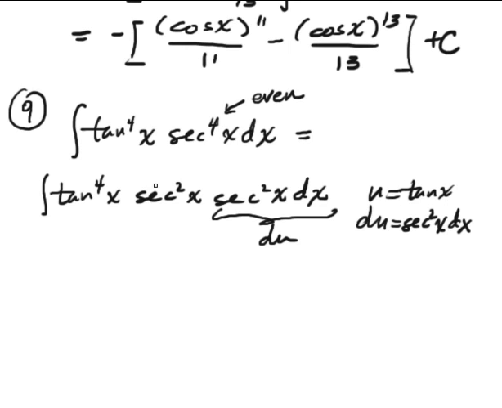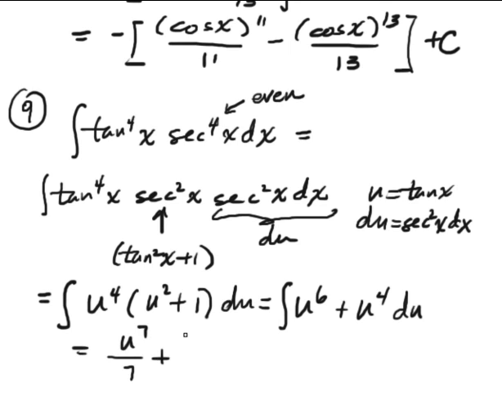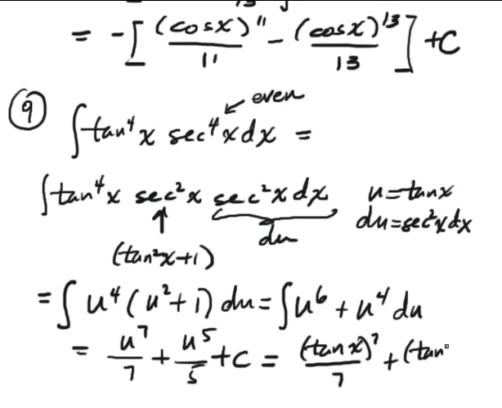So we want to change everything else to tangent. Well, we just have to change this to tangent. Tan squared x plus 1 is secant squared x. So this is tan squared x plus 1. All right, so now we're ready to substitute u equal to tangent x. So we have u to the 4th, u squared plus 1 du. And now multiplying through, we get u to the 6th plus u to the 4th du. Now do a power rule. And just substitute back u equal to tangent. And that's it.